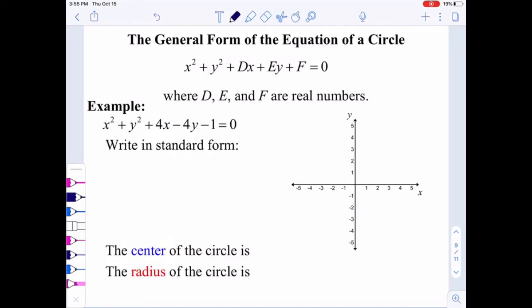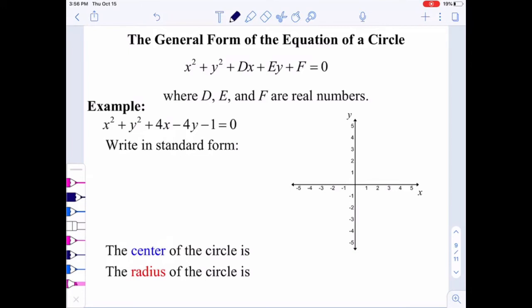So it says the general form of the equation of a circle is x squared plus y squared plus dx plus ey plus f is equal to 0. D, E, and f are real numbers. So if they give us an x squared plus a y squared plus a 4x minus a 4y minus a 1 equals 0, they want us to take that ugliness back into what it would look like where we have those nice parentheses that we can identify the center and the radius easily. So they want us to write it in standard form.